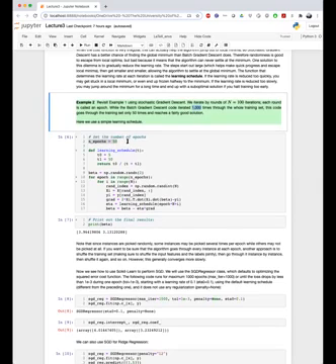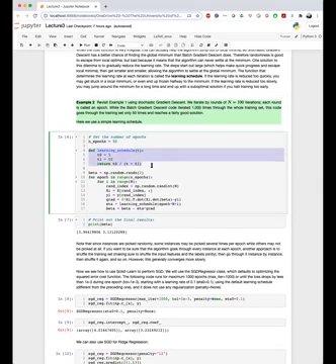Here we set the number of epochs, that's 50, and we define the learning schedule. In this case, we define it as T0 over T plus T1. For T0, we use 5, and for T1, we use 50. T here is the number of steps or number of iterations.